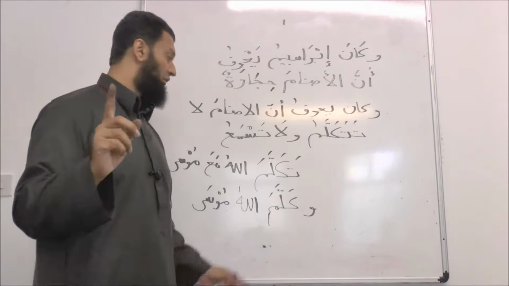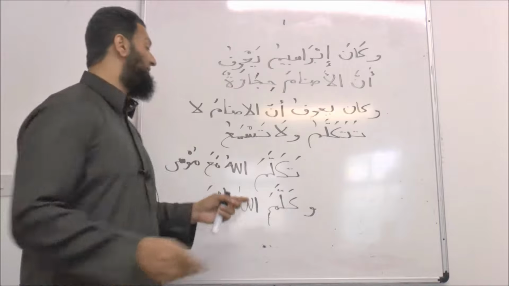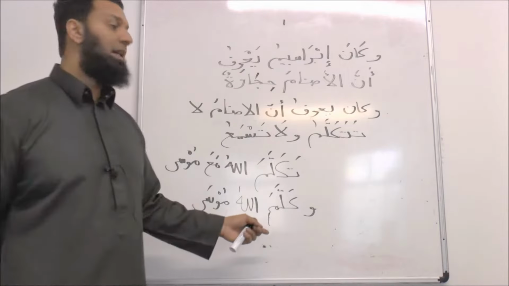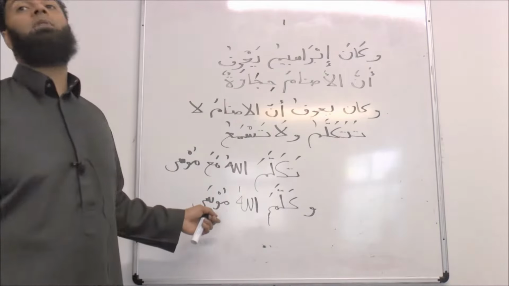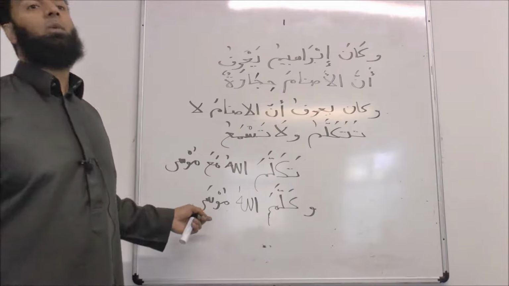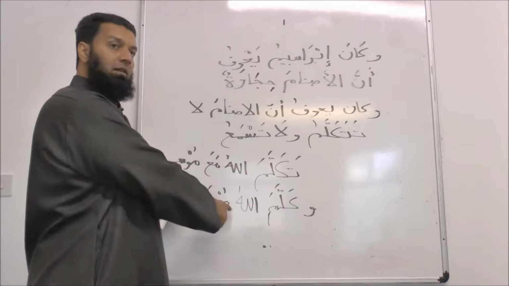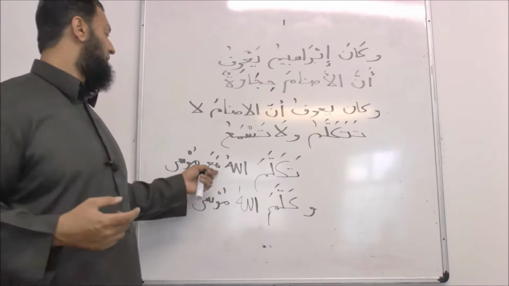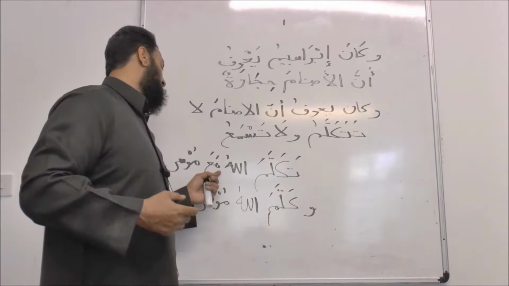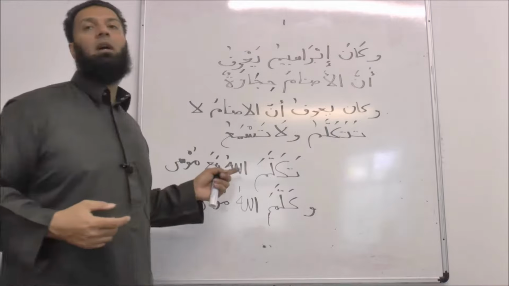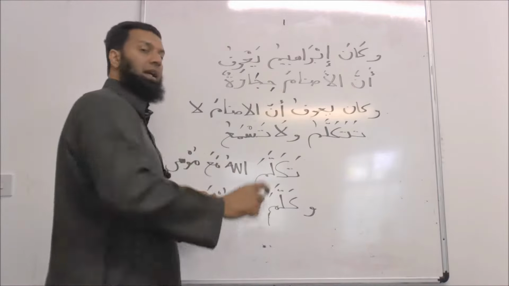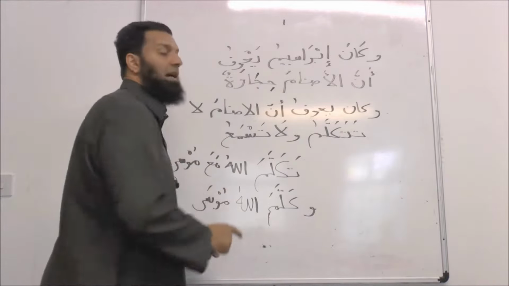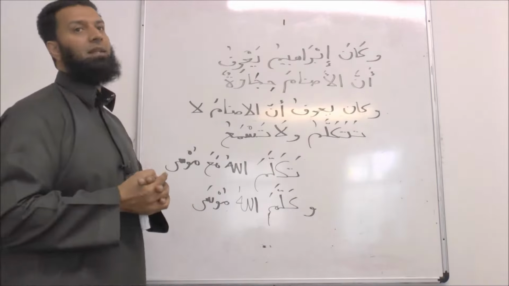So, the difference between takallama and kallama is that kallama takes a direct object. But if you use takallama, you need to have a connecting word such as ma'a or bi, with.